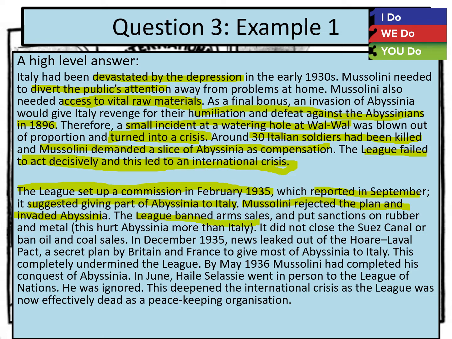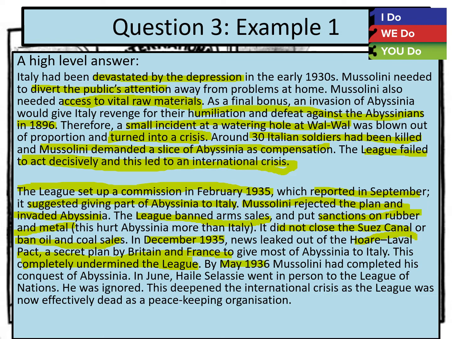The League banned arms sales and put sanctions on things such as rubber and metal. Importantly, it did not close the Suez Canal or ban oil and coal sales. In December 1935, news leaked out of the Hoare-Laval Pact. This was a secret plan by Britain and France to give most of Abyssinia to Italy. This completely undermined the League. This is where it's becoming more and more of an international crisis, because the League's very reputation is being damaged.